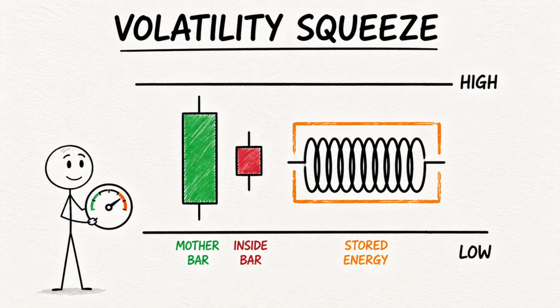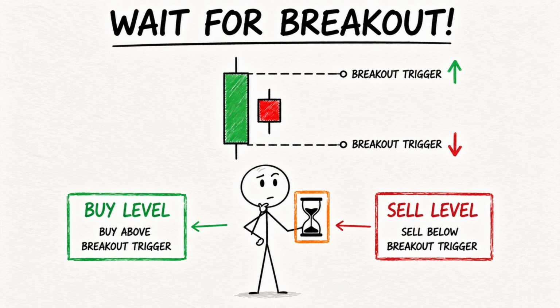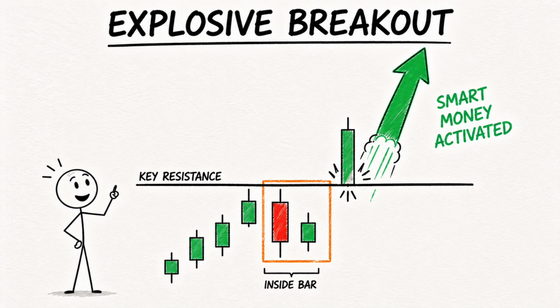This is proof that a volatility squeeze is taking place in the market. Energy is coiling up like a spring. Question for you. Should you hit the buy or sell button as soon as an inside bar forms? Answer: no. You have to wait to see which way the price breaks the high or low of this inside bar, or mother bar. If it forms at your key level and breaks out upward, smart money has activated, and the next move will shoot up like a rocket.